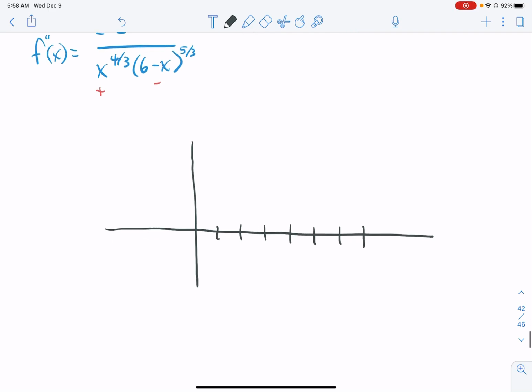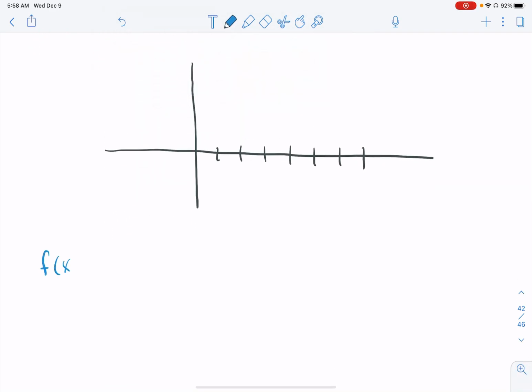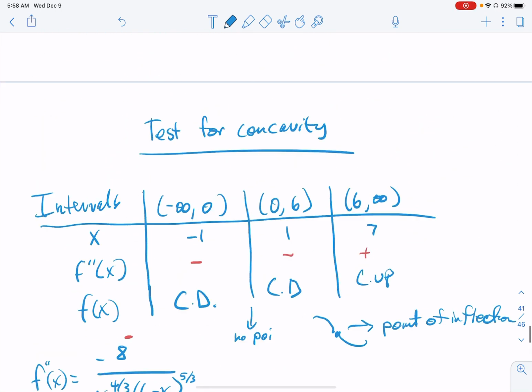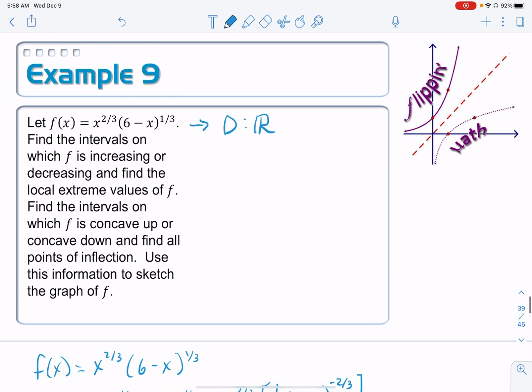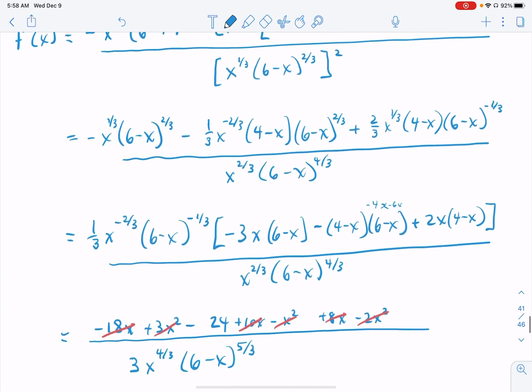Okay, and then what was our original function? Let's see if I remember this off the top of my head. 2/3, 6 minus x to the 1/3, I think. I'm going to have to scroll for like 14 years in order to get it. So did I write it down right? Yeah, 1/3.